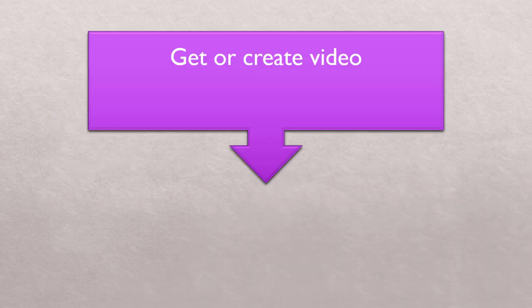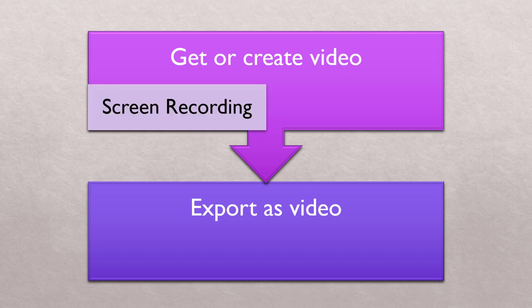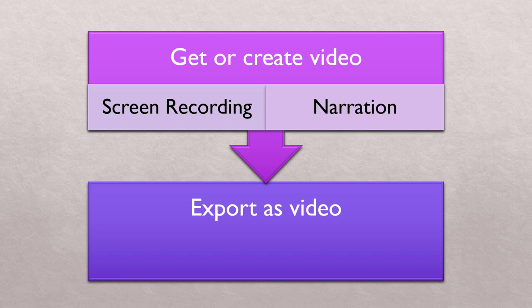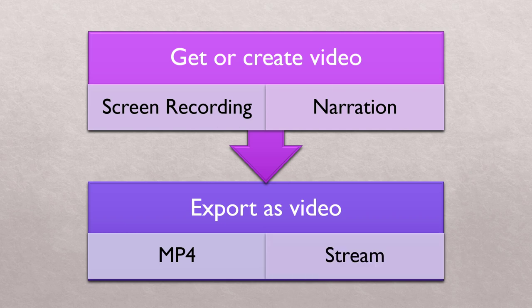First is to get the video or create the video, and then export it as video. Why do I say get? Because you can create video from scratch by recording what is happening on the screen. Or you can take an existing presentation, add narration, annotation, and webcam video if you want, and also create a video. Finally, you can just export it as MP4 or upload it to a special streaming service called Stream.